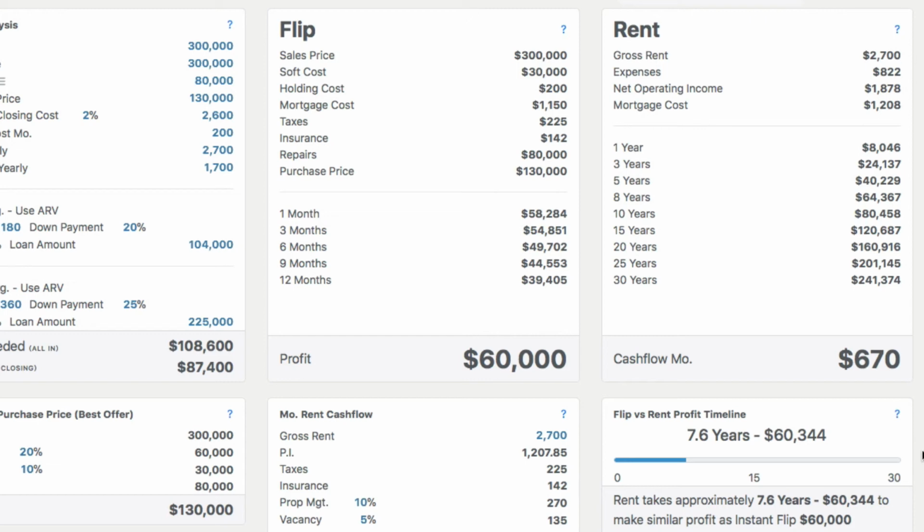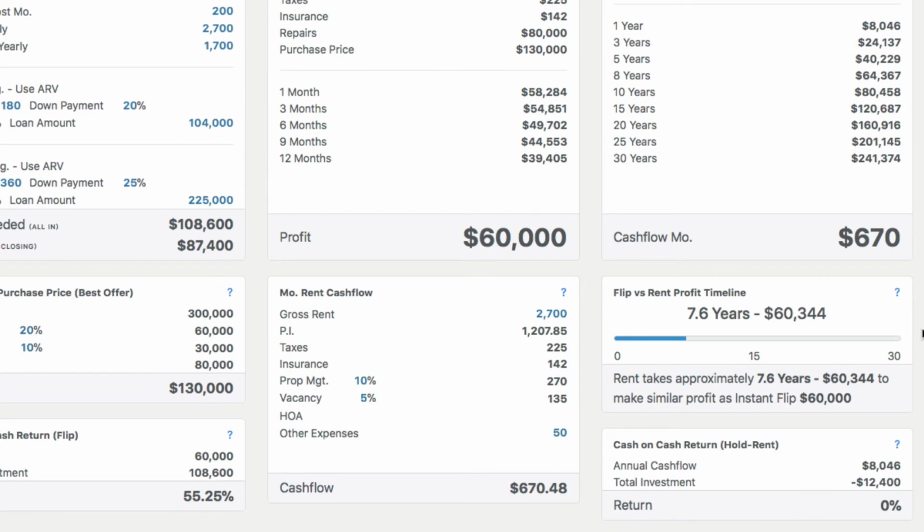Which brings me to my next section here, my absolutely favorite, and one of the reasons why I wrote this app: the flip versus rent profit timeline. As you can see here, it says it's going to take us about 7.5 years to make the same profit as an instant flip if you rent it. Now we also should consider that it's going to take us about 7 years to make the same profit, but then after that we'll continue to receive profit monthly.